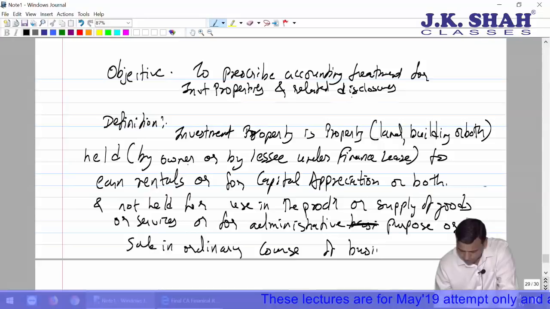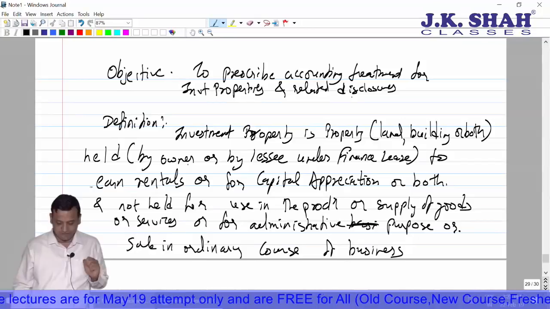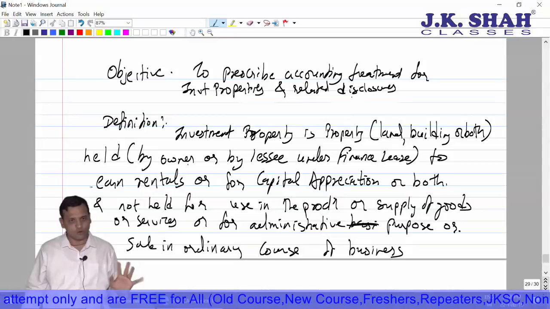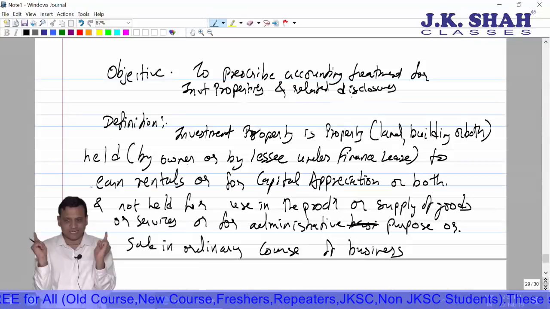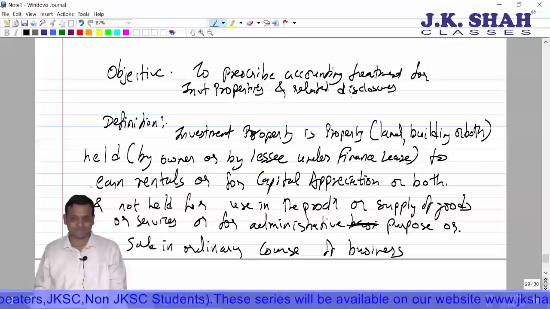Not a big definition. A definition is very small. I have just added the definition of IND AS 16 PPE. Now, what is this definition? Investment property is a property. Property means land, building or both. Means the ambit of this standard is only restricted to land, building or both of them, land and building. Either it is held by you yourself or through lease.